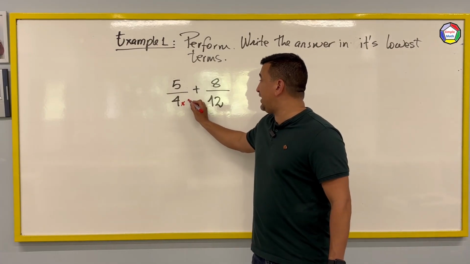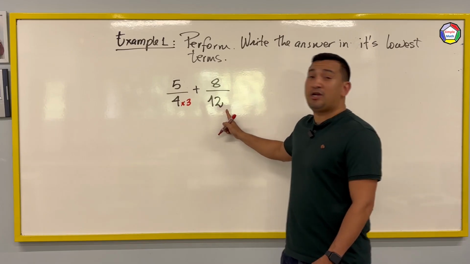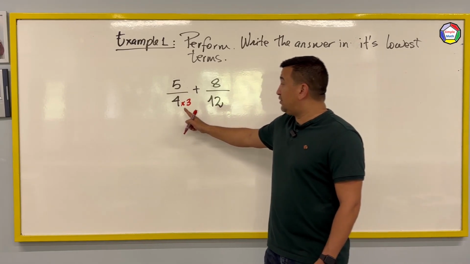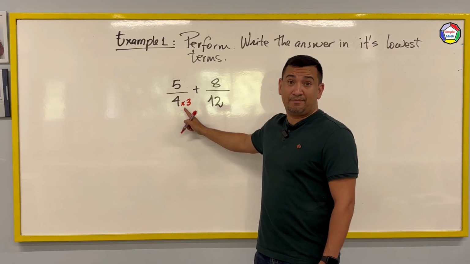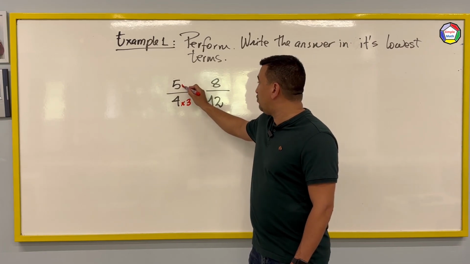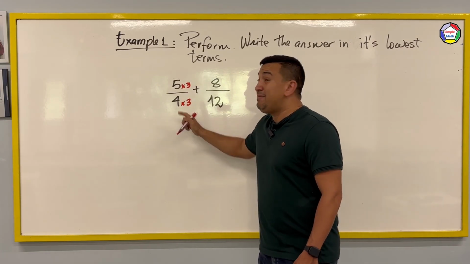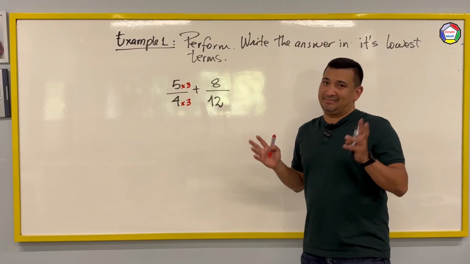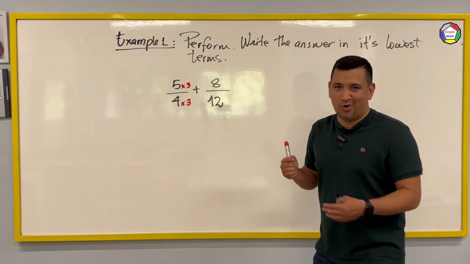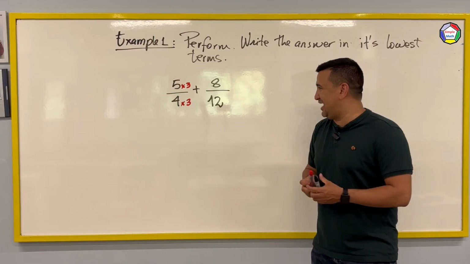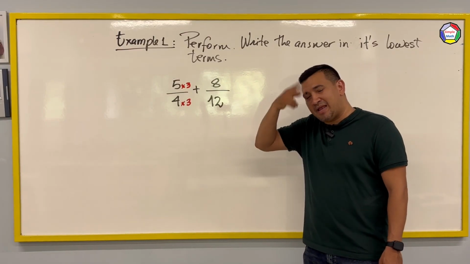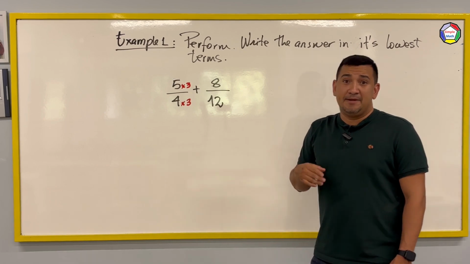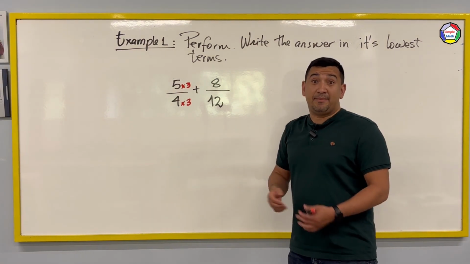4 times 3 becomes 12. But with 4 times 3, I have to do the same procedure with the numerator, the number on top. Why? Because the 4 is not alone. The 4 has, let's say, a partner over it, right? So that's why we need to multiply both numbers of the fraction in the process.